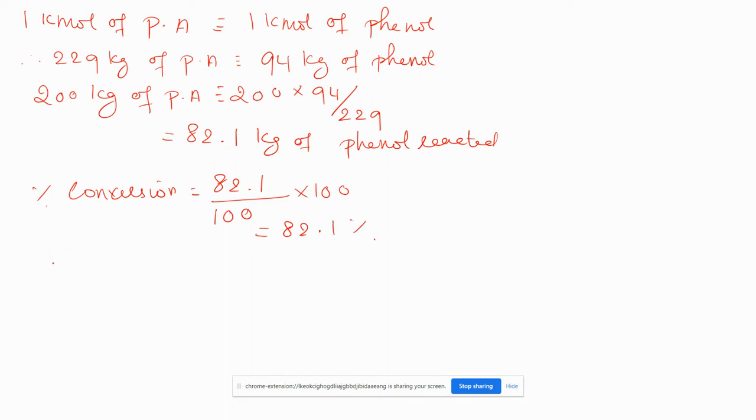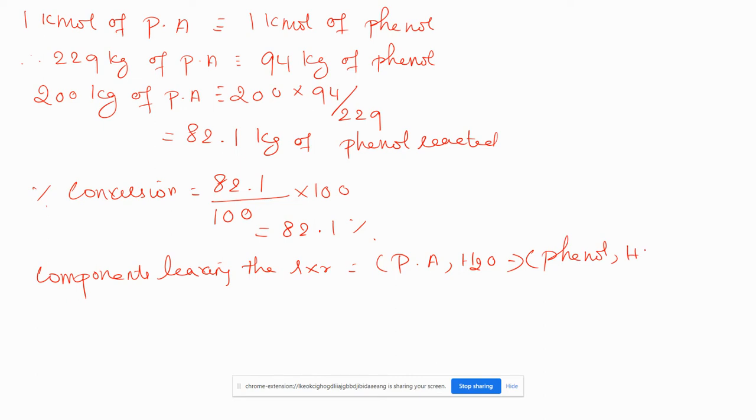So now we have to find the weight percentage and mole percentage of the components leaving the reactor. So what are all the components leaving the reactor here? First will be the products, right? That is picric acid and water. Along with this, you will be having unreacted phenol and unreacted nitric acid. You people know, right? Already so many problems we have solved.